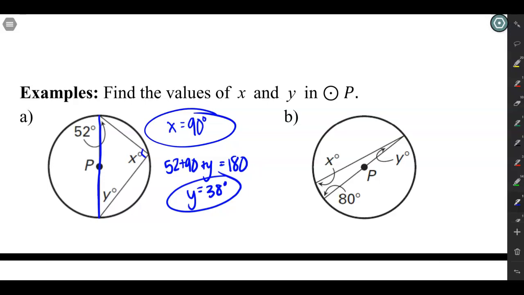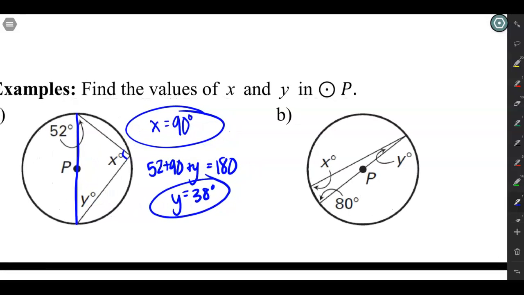Let's look at the next one. The next one looks really kind of smushed, but it's going to play out the same way as the one we just did. So first of all, let's identify the diameter that we have here. So we have a triangle, and then this blue line that I'm drawing, that's the diameter of the circle. So we know we have a right triangle. We also know that the angle that's across from that diameter is the right angle, which means that this angle up here that's across from the diameter, that's the right angle. So x is equal to 90 degrees.